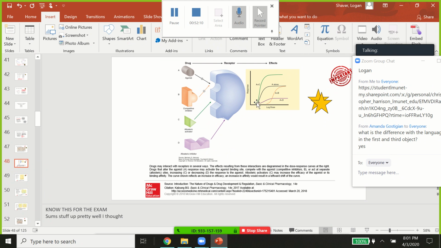Now, say you were to add something like C. Notice C is an allosteric activator. What allosteric means is that it binds somewhere else that the agonist does not bind. So it's a separate binding site altogether, and therefore there's no competition between it and the actual agonist.